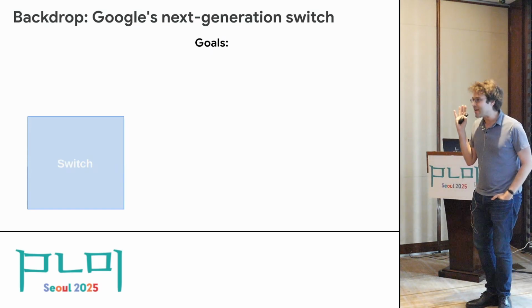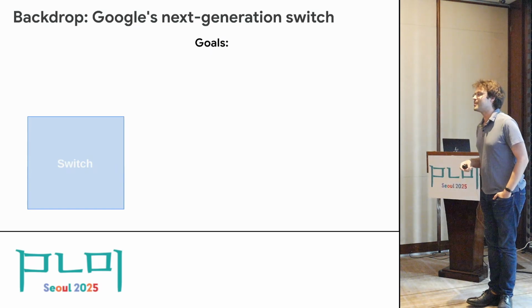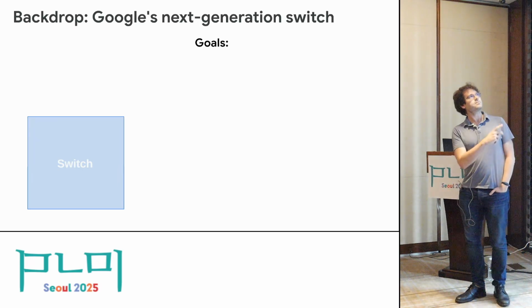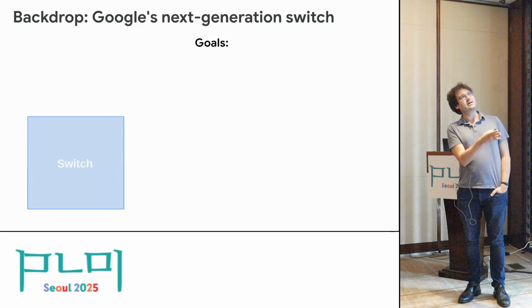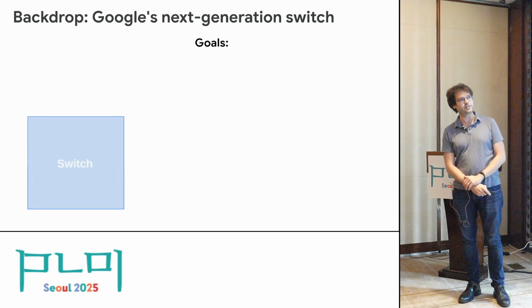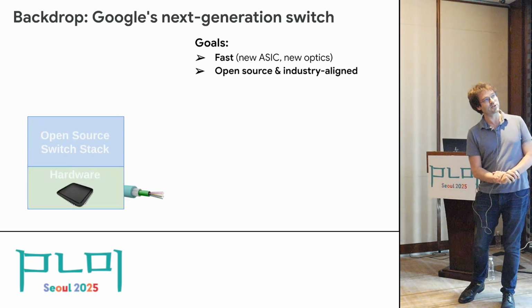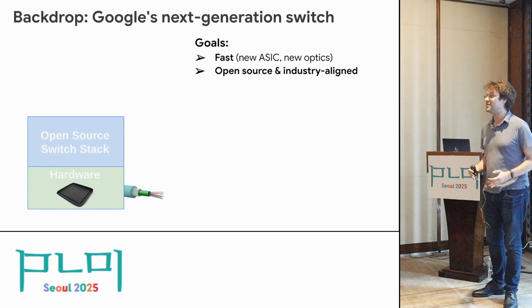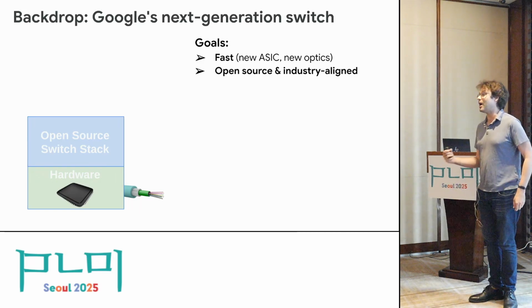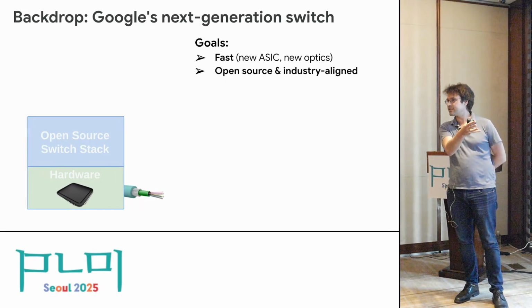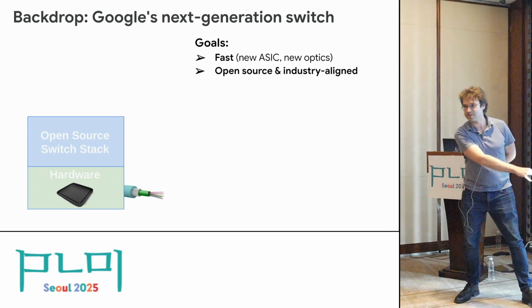So I want to go back in time about 8 years to tell you about some of the problems that motivated us to build this system. Google needed to get a new generation of switches into their data centers. And in doing so, they had certain goals. The most important goal was for these switches to be very, very fast. This is why we're updating to a new set of switches in the first place. And in particular, this means that there's a new ASIC, new hardware, like a new chip, just in case, and new optics.